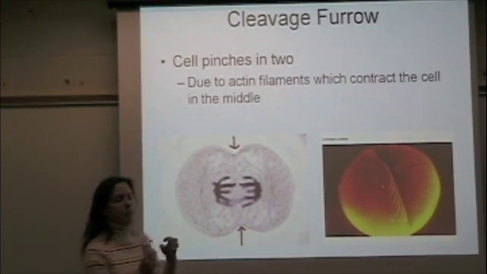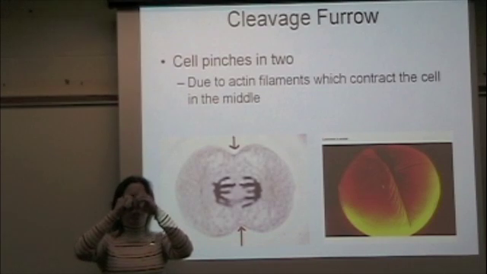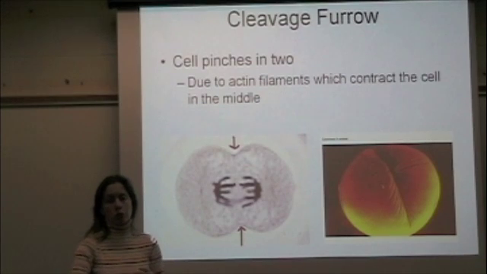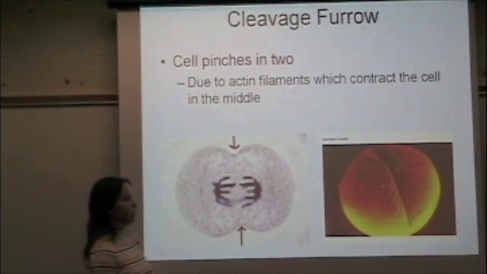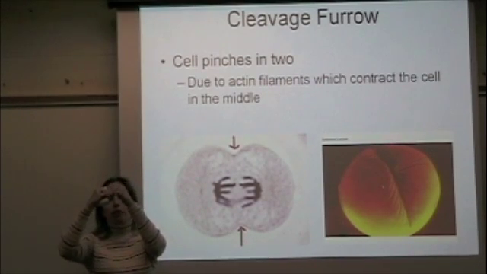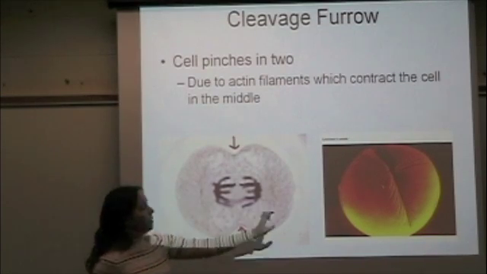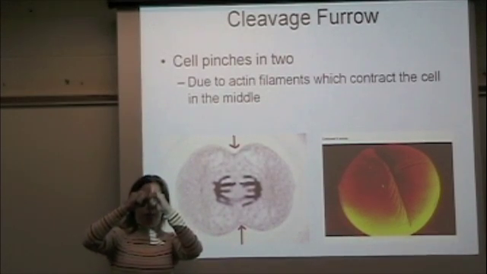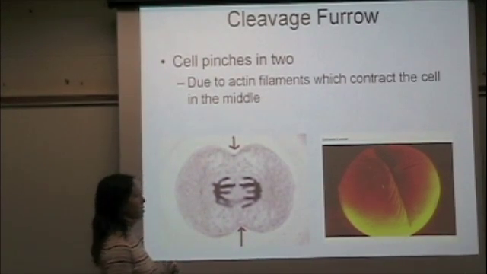Cleavage furrow is basically the cell pinching in, and it's due to actin filaments. Actin's another structural protein, part of the cytoskeleton, and it basically takes the plasma membrane and makes it pinch inwards at the top and at the bottom, and that's what this picture is showing you here, until it pinches and meets in the middle, and then one cell is split into two.